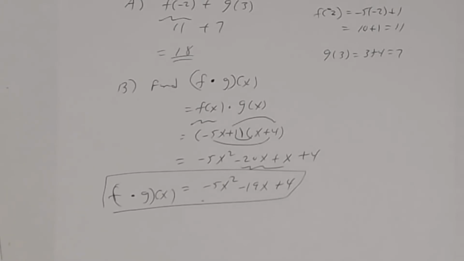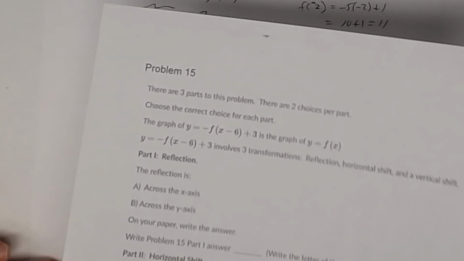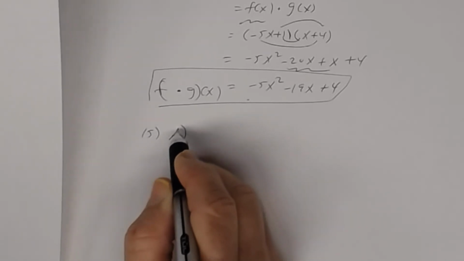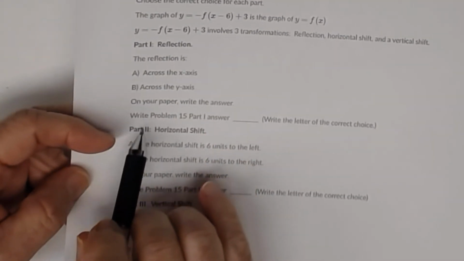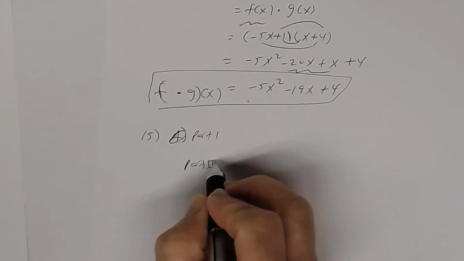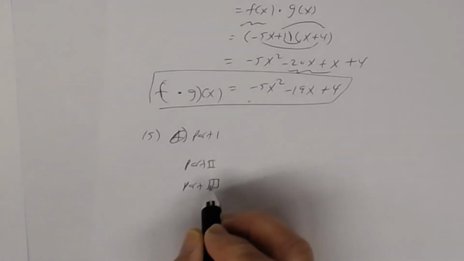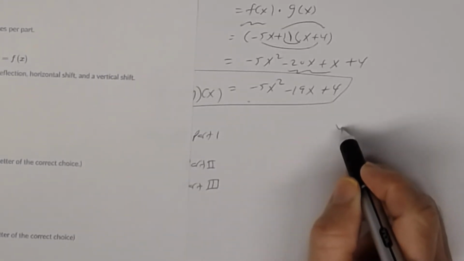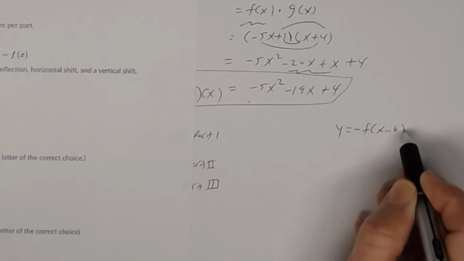All right, so that's number 14. So let's look at 15. So in 15, you had this, and I'm going to go ahead and put that here. Oops, it was actually listed as part 1, part 2, part 3. So 15 part 1, 15 part 2, and then 15 part 3. Okay, so you're given this function right here. So I'm going to write that here, y equals negative f of x minus 6 plus 3.